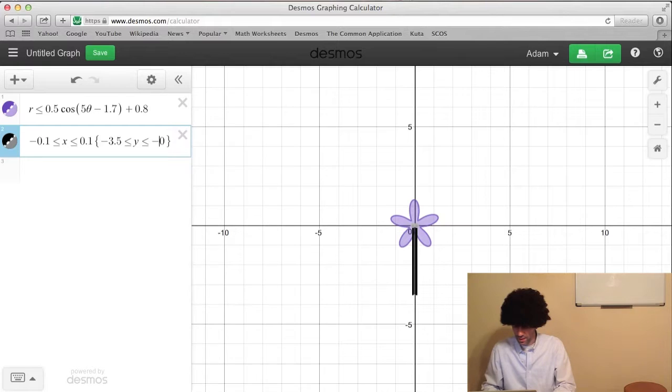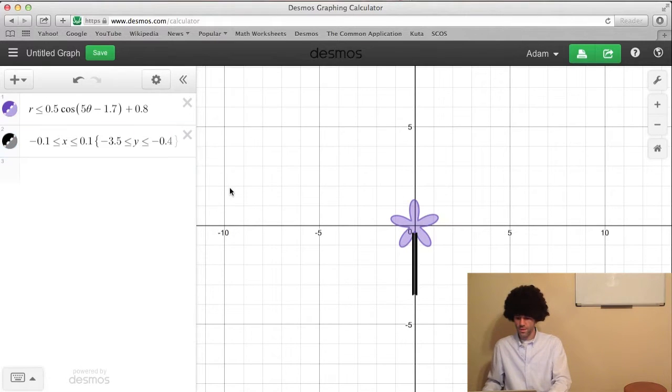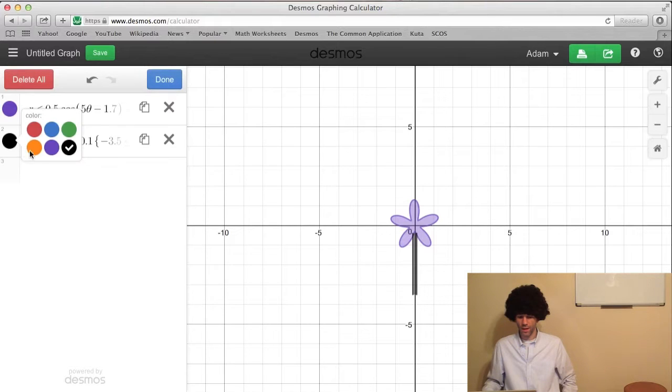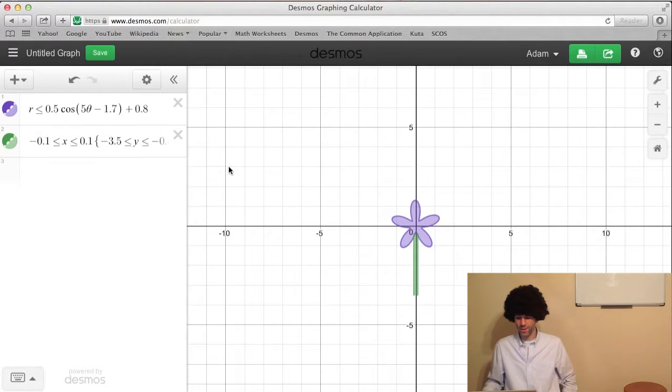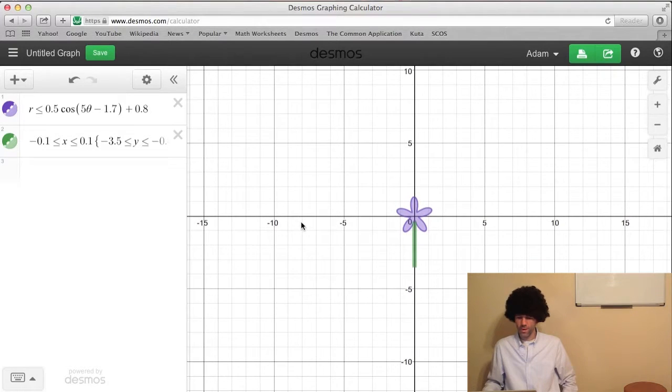Let's let it be negative 0.2, no, 0.3, 0.4, 0.5, 0.5 is too low, 0.4 is good right there. Okay? Now let's change the color of it. We're going to edit this and let it be a green stem. There we go. Starting to take shape just a little bit. By the way, I know the grid is in the way. We're going to remove that at the very end when we're finished.